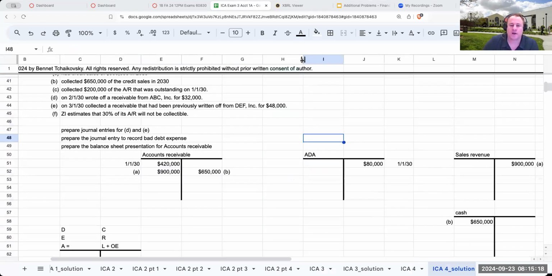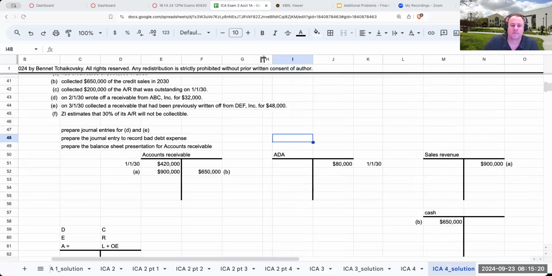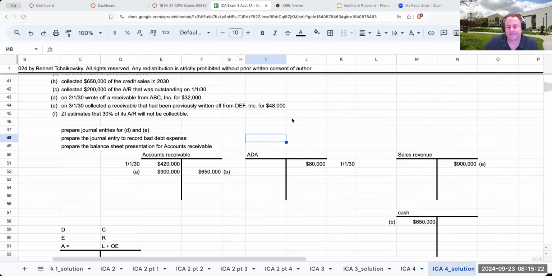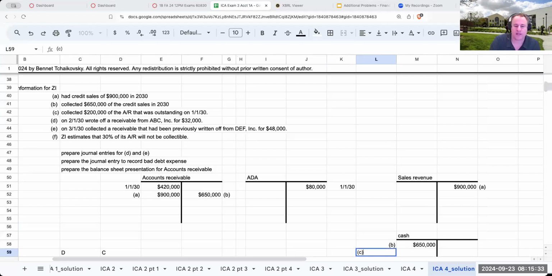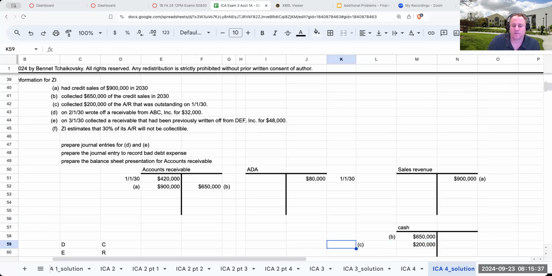Okay, so now coming over here to our next one, collected 200,000 of the AR that was outstanding on 1/1/30. So again, this would be over here, 200,000. And that would also be letter C.